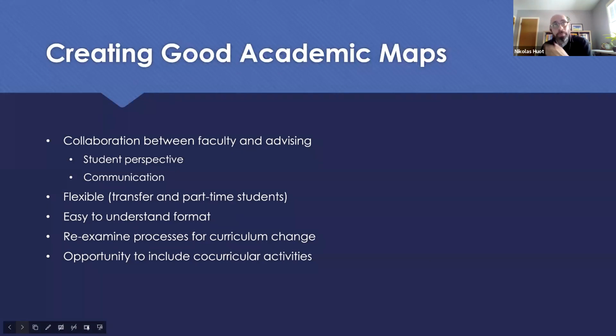So good academic maps. Again, we're talking about the collaboration between faculty and advising, which I already talked about, so make sure there's a good student perspective around this, and there's clear communication that, if a faculty member is making decisions, the reasons behind them are clearly communicated to academic advisors so that they're able to talk to the students and provide the reason, again, the connection as to why this particular course is relevant to your major, to your program of study, or even career.